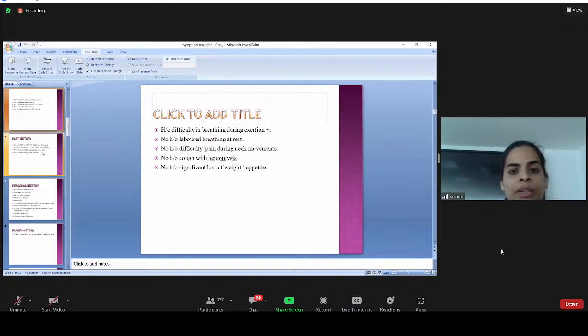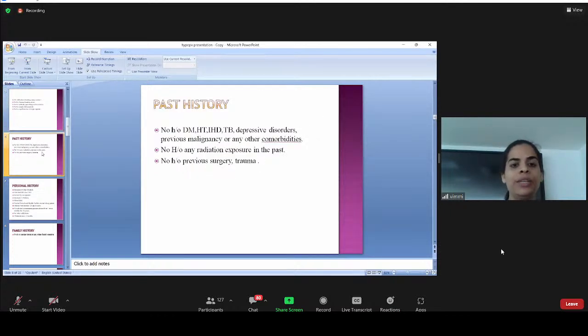There is history of difficulty in breathing during exertion. However, no history of labored breathing at rest. No history of difficulty or pain during neck movements. No history of cough with hemoptysis. And there is no history of significant loss of weight or appetite.